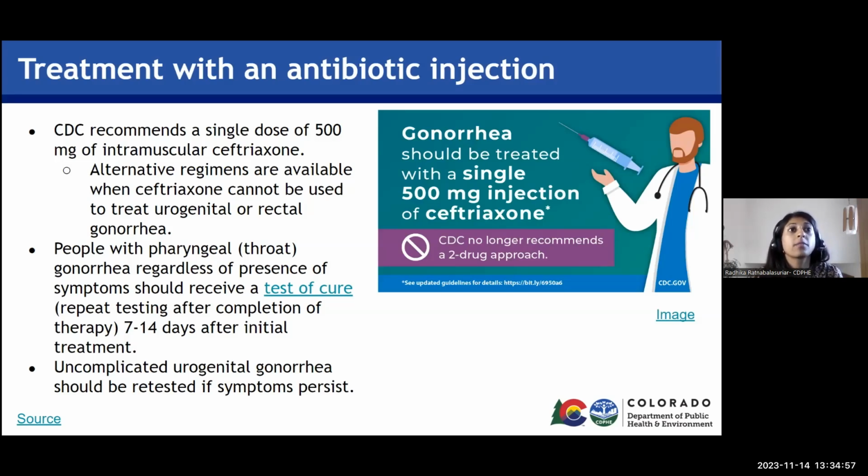People with pharyngeal or throat gonorrhea, regardless of presence of symptoms, should receive a test of cure, so repeat testing after completion of therapy, 7 to 14 days after initial treatment. And for uncomplicated urogenital gonorrhea, patients should be retested if symptoms persist.